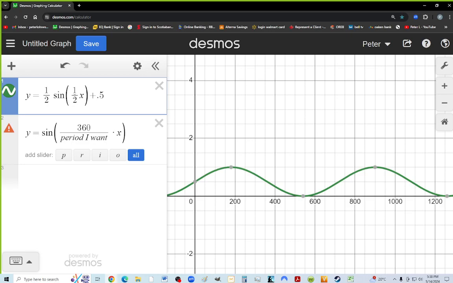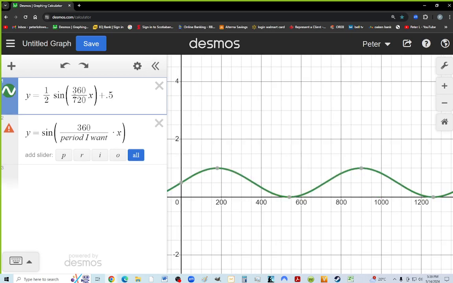Oh, okay. It's the same fraction. Just the teachers don't like this because it's an unnecessary big number. However, this instantly is a great way of creating the period you want: 360 over the period I want.